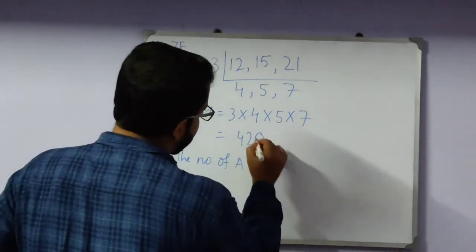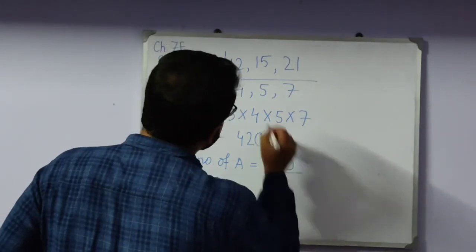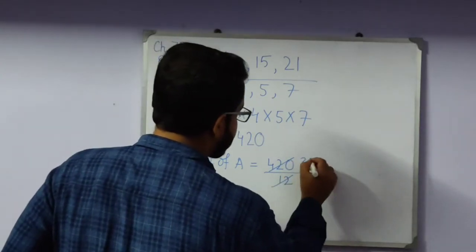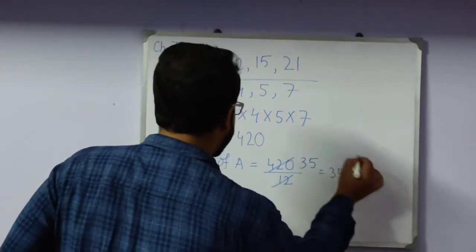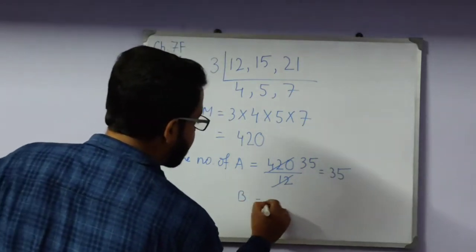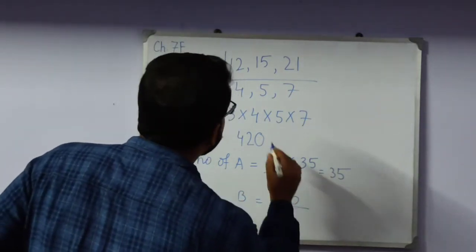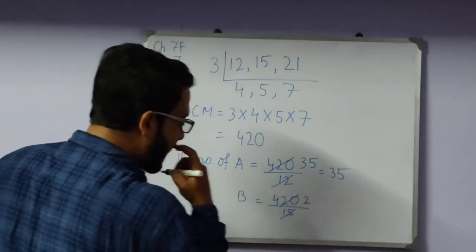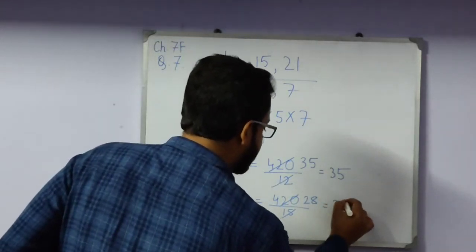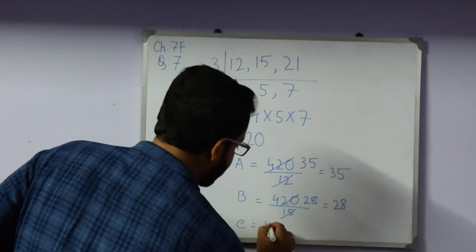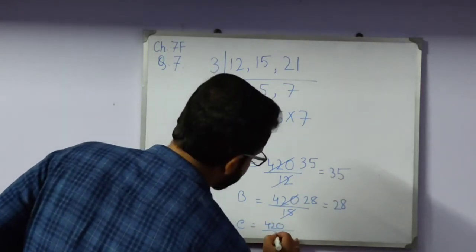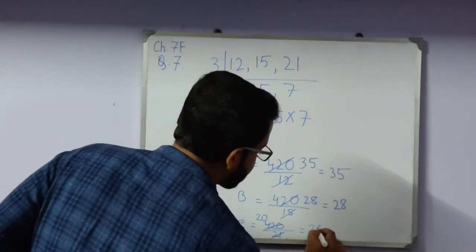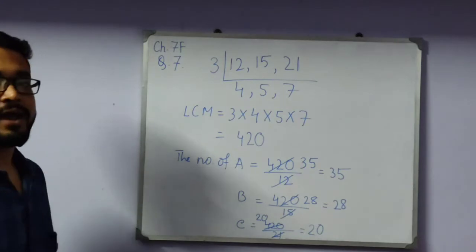A, LCM divided by the first one, 12. 3 12s are 36, so 35. Number of B, 420 upon 15, 28, and C, 420 upon 21. 21 times 20 is 420, so 20. So these are your answer.